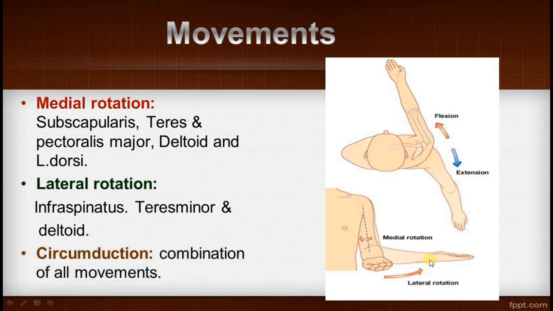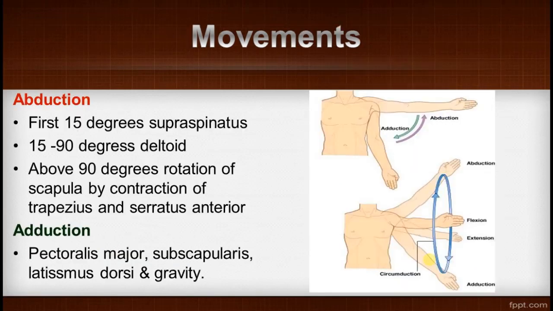Circumduction is actually the combination of all the movements you are able to see here. So the combination of all the movements is called circumduction. If you look at the circumduction, it is somewhat like a cone, where the base of the cone is formed by the distal part of your limb, and the apex is lying near the proximal part of the humerus.